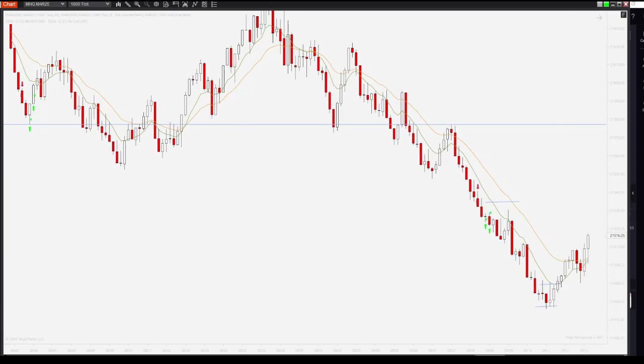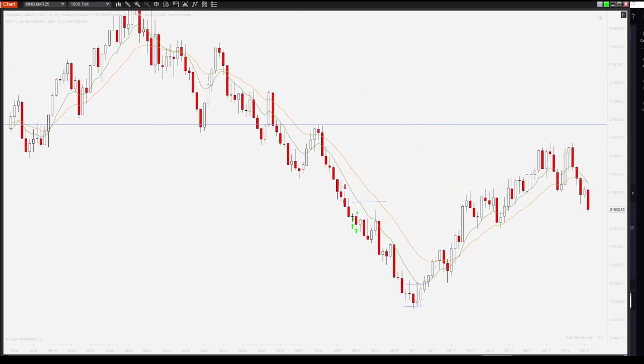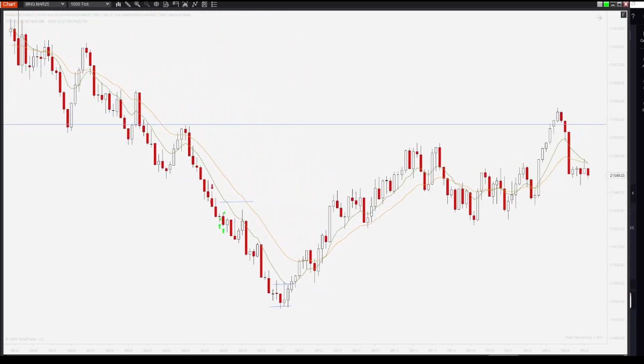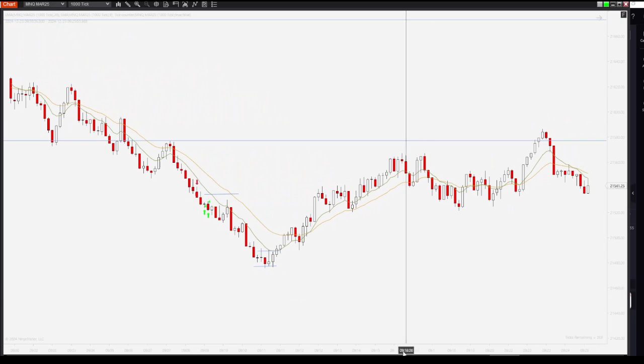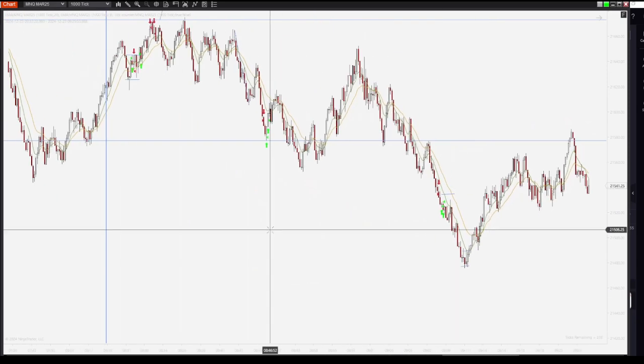And price reversed from there and headed straight back up into consolidation and more or less just went sideways for the rest of the day. So those were my 4 trades.